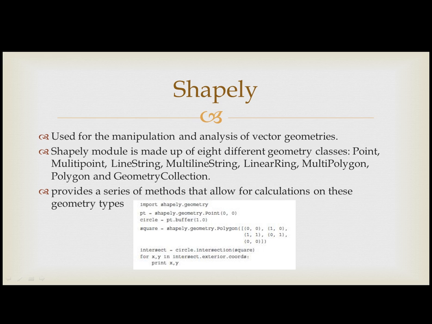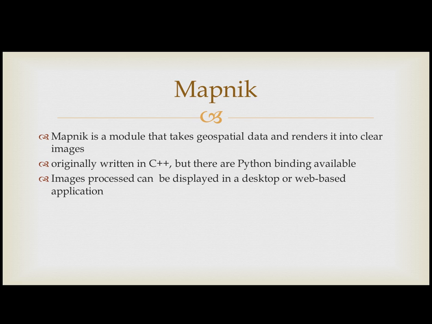Mapnik is a module that takes geospatial data and renders it to a clear image. Mapnik is often used for web-based applications, so it takes rendered GIS images and converts them so they look pretty on the web.